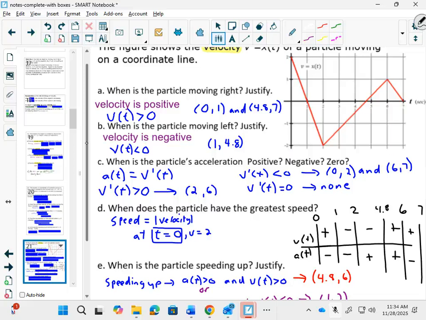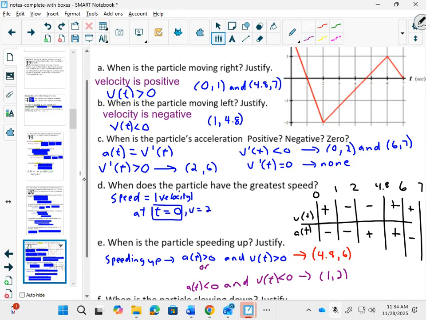Speeding up has to happen when they're the same. So by making a chart like this, it's easy to see that from 1 to 2, they're both negative, and from 4.8 to 6, they're both positive. Everywhere else, they have a different sign.